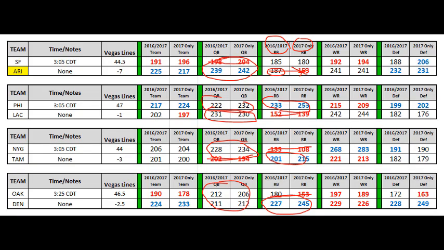Let's go to receivers. Again, get rid of the red ones. So if you look here, we're not interested in San Francisco. We're not interested in Philadelphia. We're not interested in Tampa this week or anything from Oakland or Denver this week.